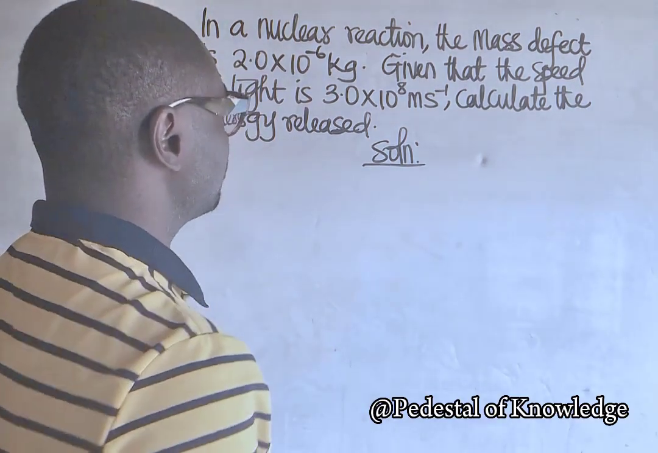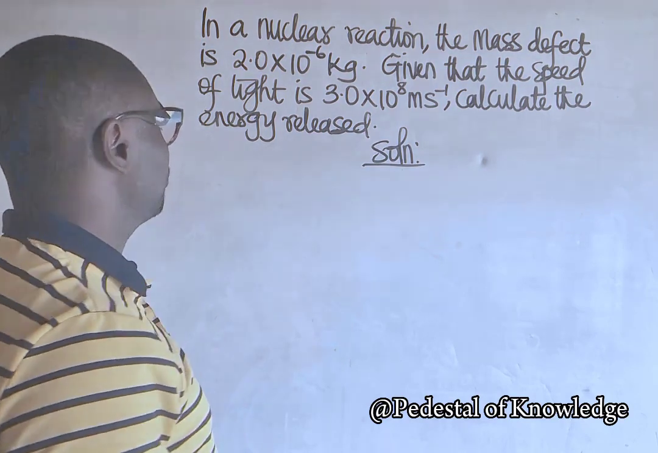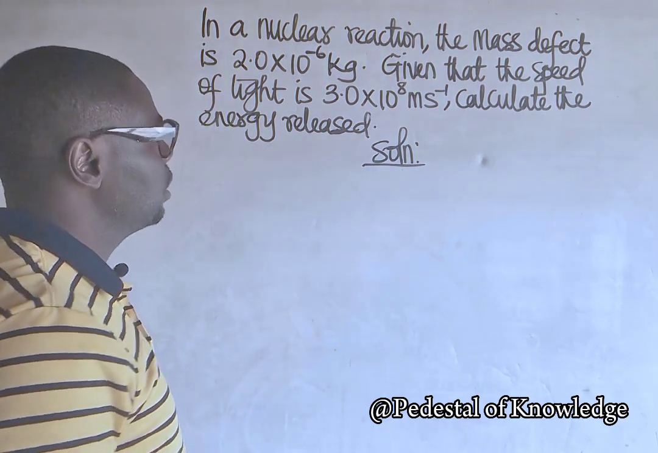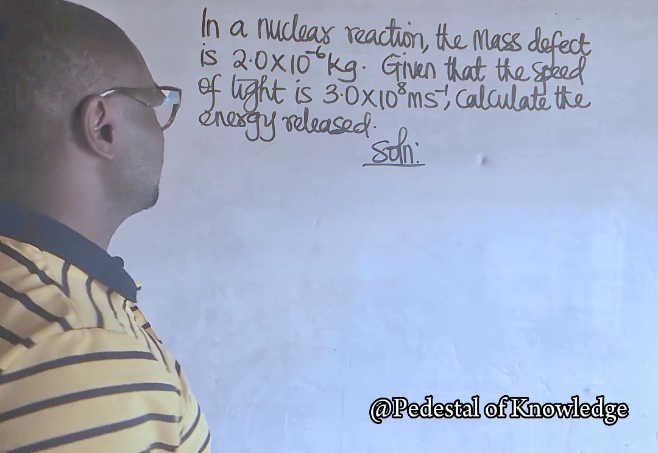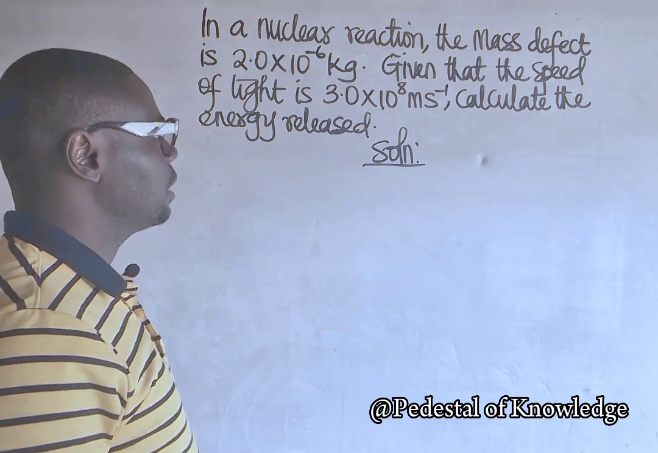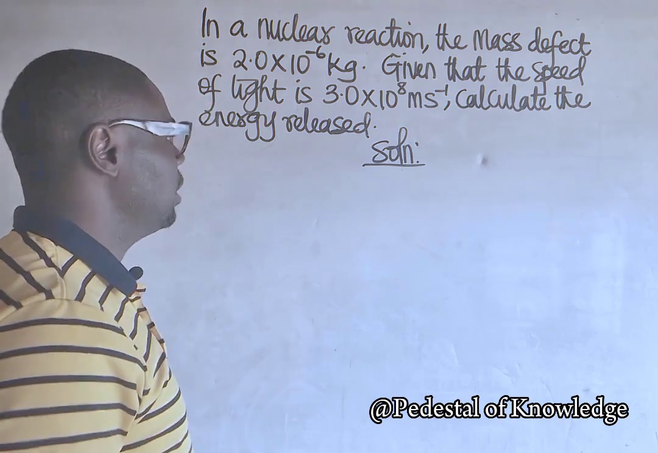In a nuclear reaction, the mass defect is 2.0 × 10^-6 kilograms. Given that the speed of light is 3.0 × 10^8 meters per second, calculate the energy released.